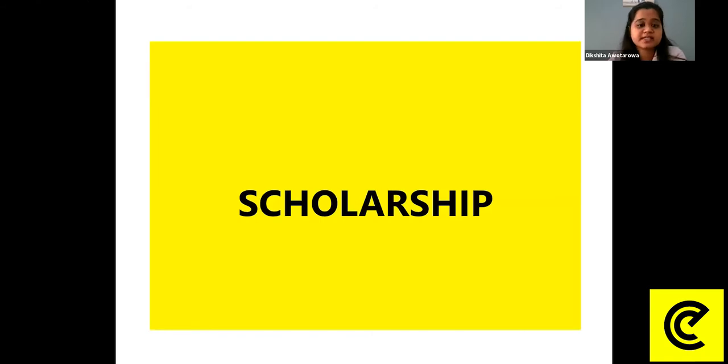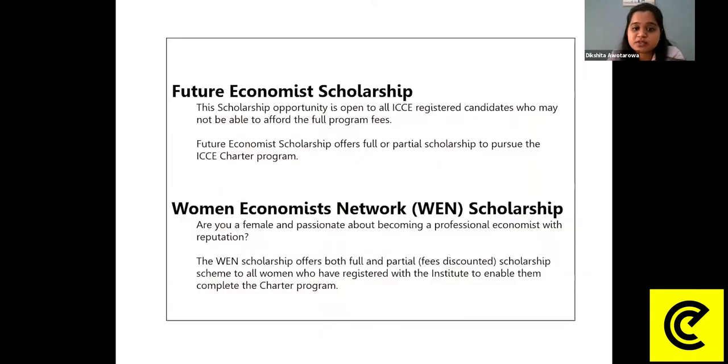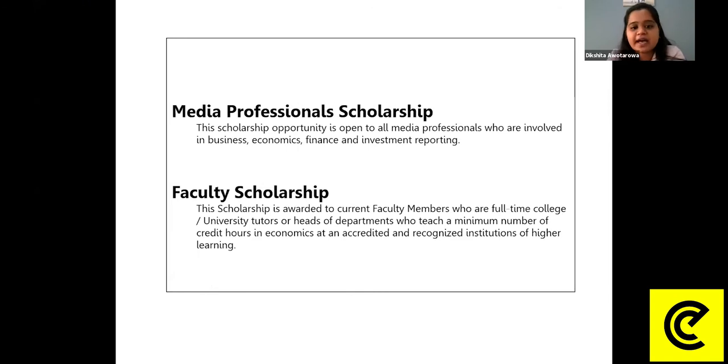So yes, the Institute is running a full-time or partial merit-based scholarship. We have 4 types of scholarships currently that ICCE is providing: Future Economist Scholarship, Women Economist Network Scholarship, Media Professional Scholarships, and faculty scholarships. Now, more details about these are available on our website. So if it is of your interest, please do check it on our ICCE website.